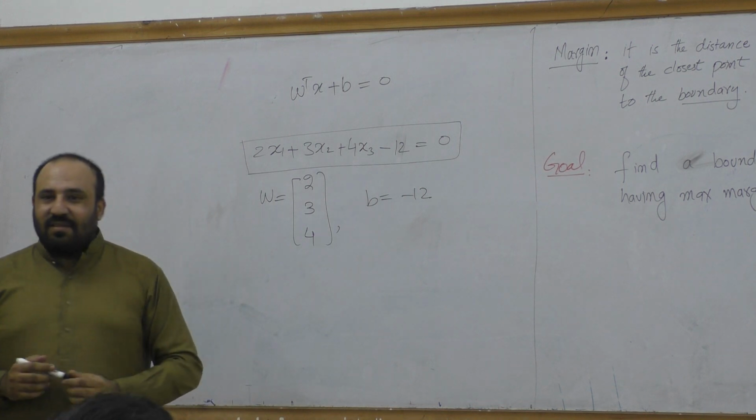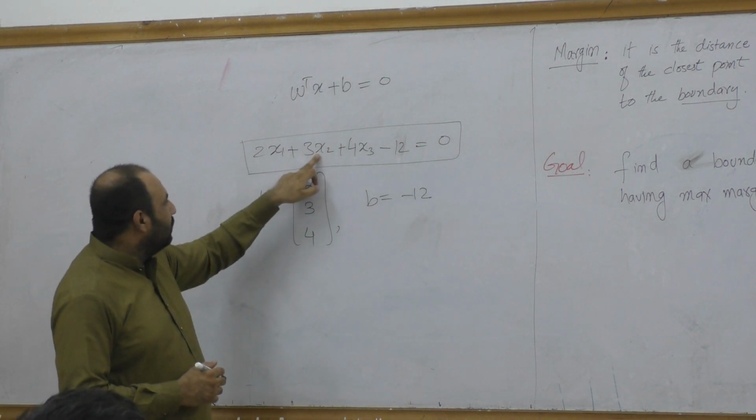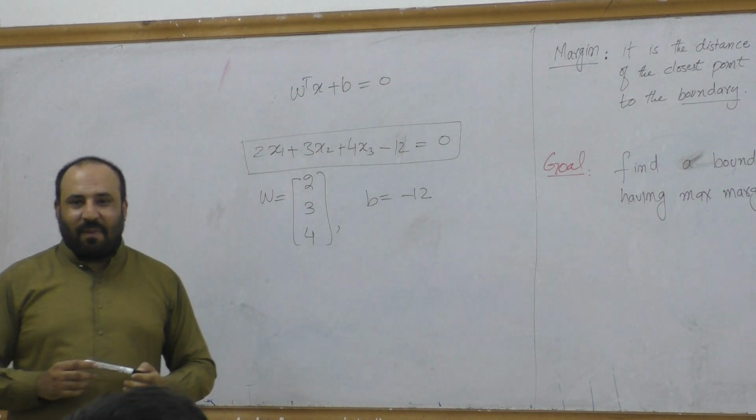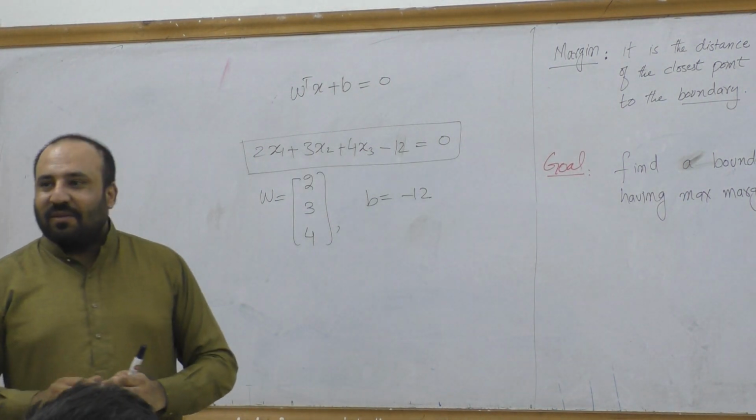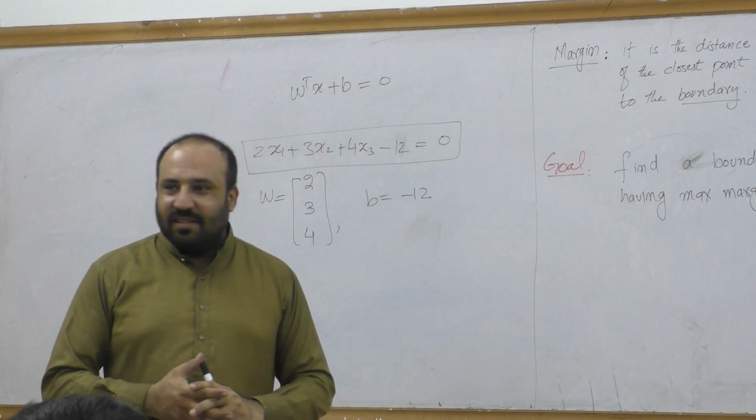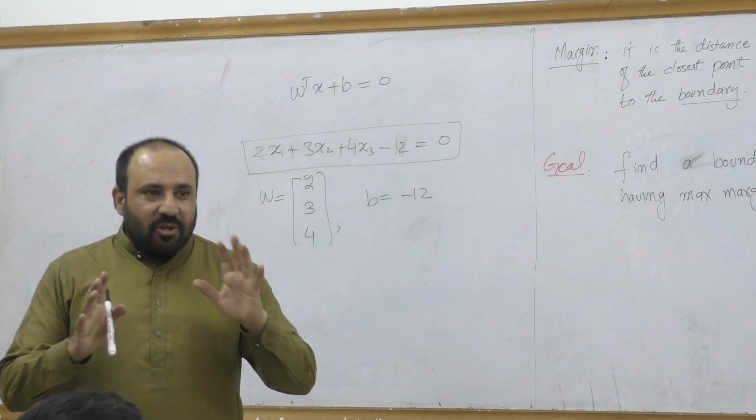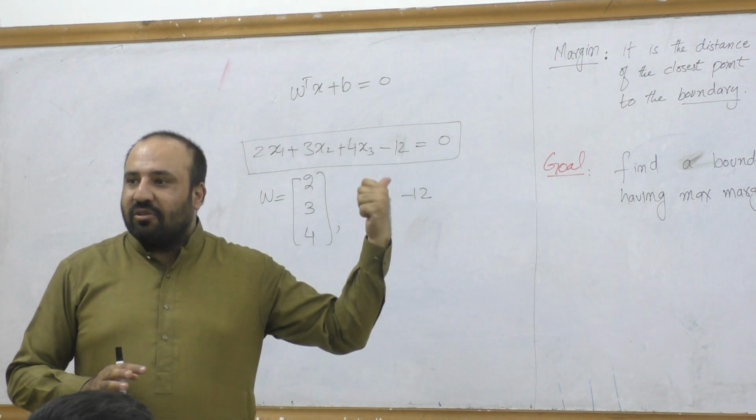Okay, 6, 0, 0. 0, 4, 0. 1, 2, 1. Let's have 1, 2, 1. So now you know how to find the points that lie on this plane.